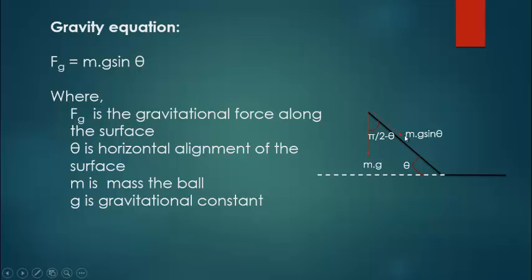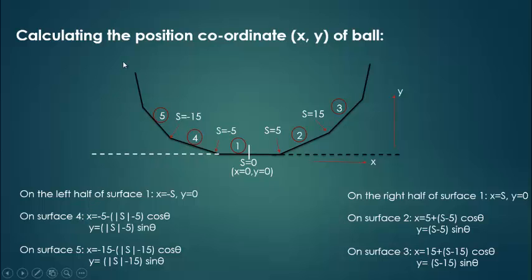You can see the gravitational force mg will work towards this line, and along the surface we use the component along the surface by taking the sine theta of the alignment angle. And this is the calculation of the position coordinates x and y of the ball from the position of the ball on the line defined by s.